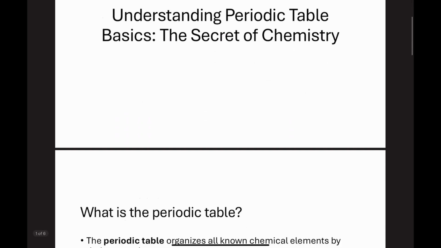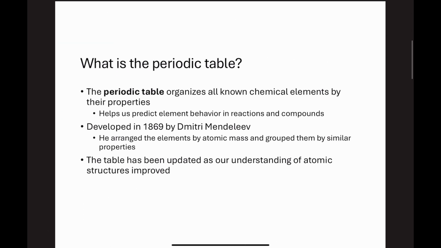So, to begin, the periodic table organizes all of our known chemical elements by their properties. It organizes them in a way that allows us to understand how they are going to function. And just by looking at that table, we can predict how our elements will behave in reactions, the kinds of bonds that they will form with other elements, and even the kinds of compounds that they might form. It's like a map of the building blocks of matter.